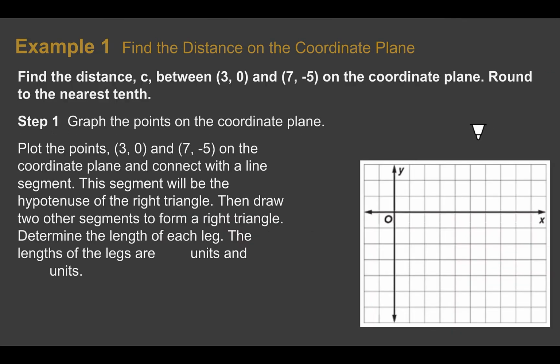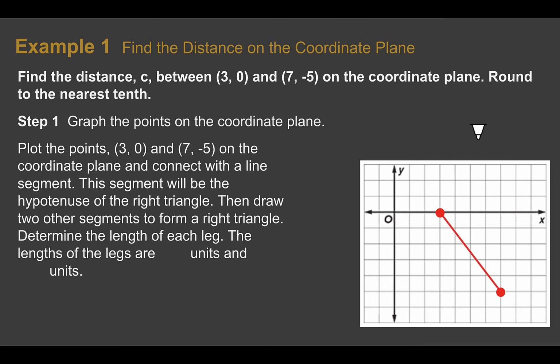Example 1. Find the distance on the coordinate plane. Find the distance c between 3, 0, and 7, negative 5 on the coordinate plane. Round to the nearest tenth. So first, let's graph these 2 points so we can start to make our triangle. Here's 3, 0. Here is 7, negative 5.